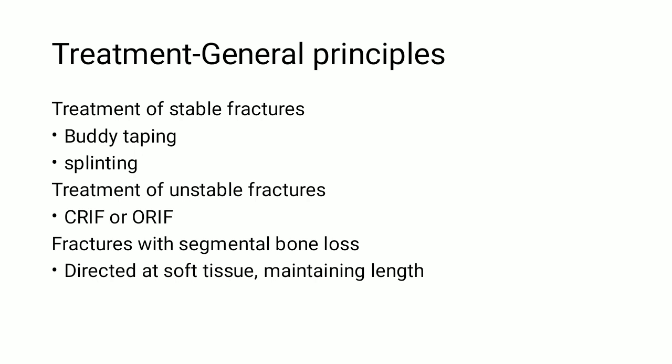So, treatment general principles for stable fractures: it can be treated by buddy taping or splinting for around 3 weeks. Unstable fractures can be reduced and converted to a stable position and immobilized in a cast. If the unstable fractures cannot be reduced, then they can be treated with closed reduction or open reduction and internal fixation with K-wire, tension band technique, screws, or plate and screws.